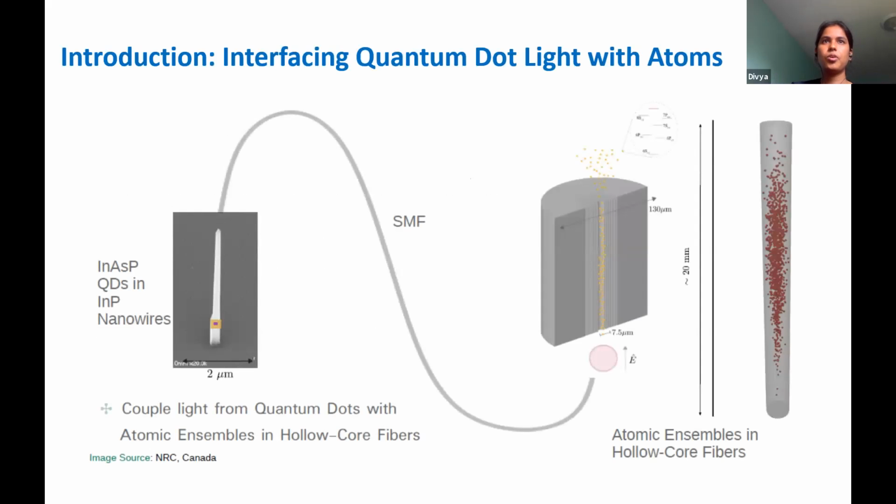We want to interface the quantum dot single photon with the atoms. To couple the light from the quantum dot, because the quantum dot has a large bandwidth, approximately 1 gigahertz, and the atomic has a megahertz range, interfacing them is really a challenge. So it requires a large optical depth, meaning a large number of atoms per cross section. For that, we have a laser cooled atom confined inside a hollow core fiber, which will increase the optical depth of the medium.